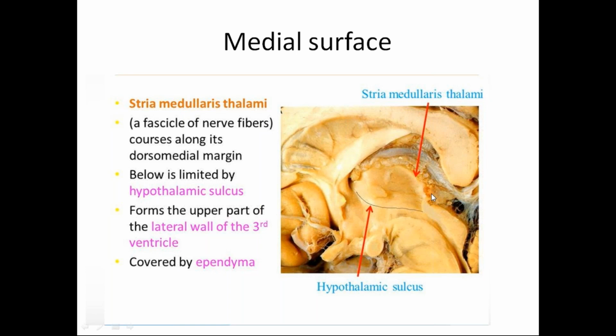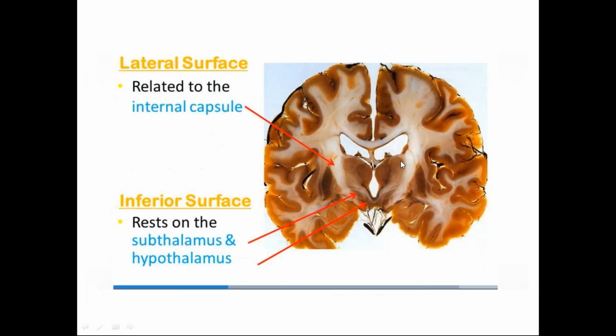The stria medullaris thalami is a fascicle coming from the habenula and going to the hypothalamus. The stria terminalis runs from the amygdala to the habenula. We'll not go into the details of where it is. It crosses between the thalamus and the caudate nucleus, forms the upper part of the lateral wall of the third ventricle, and all of this is covered by ependyma.